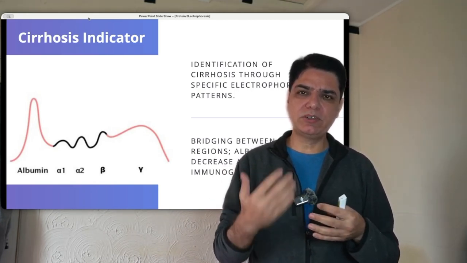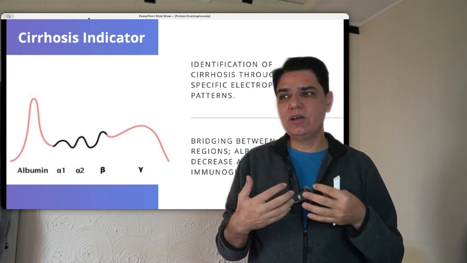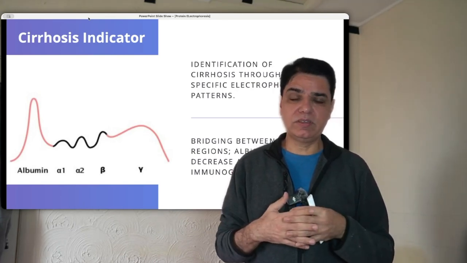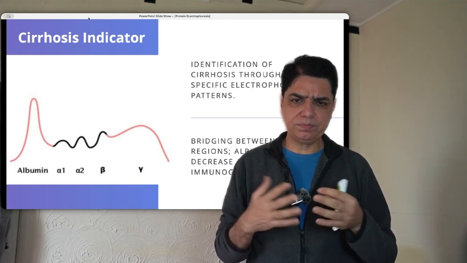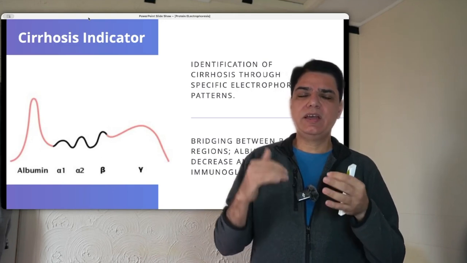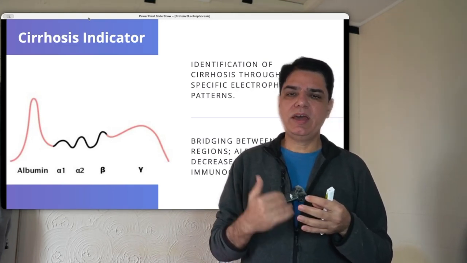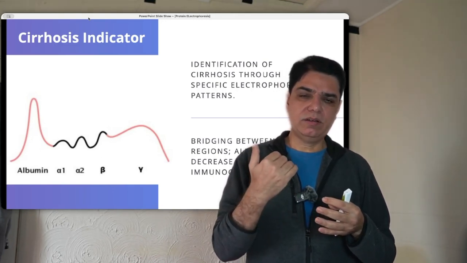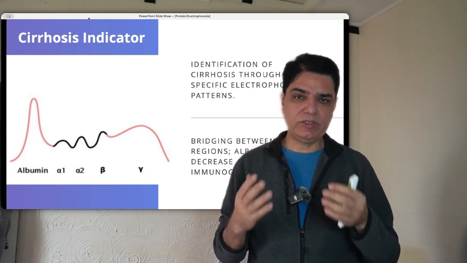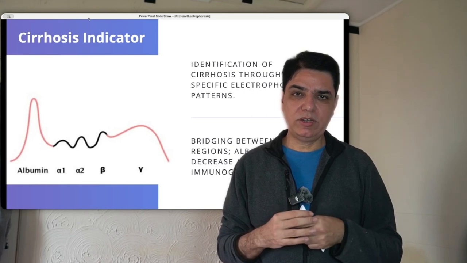bloodstream and maybe present to cells, and then it leads to the extrahepatic production of these gamma globulins, and that leads to a bit of increase in that. So in cirrhosis, you will get a decrease in the albumin levels and a little bit of increase in the gamma globulin levels. And that is actually what you see in a case who has got liver cirrhosis.